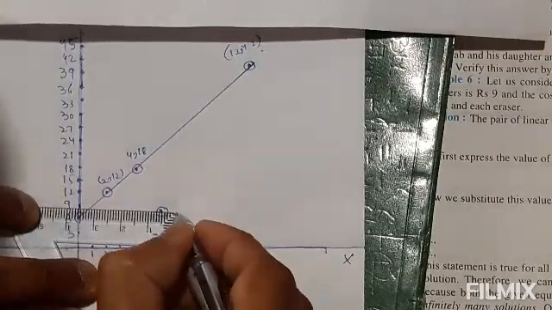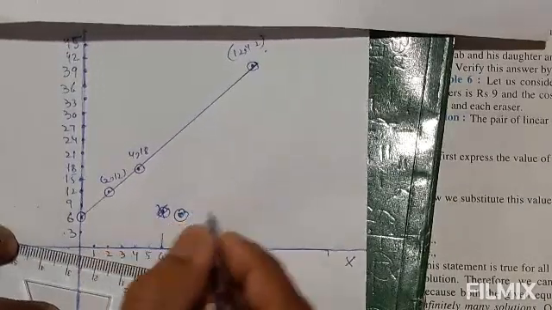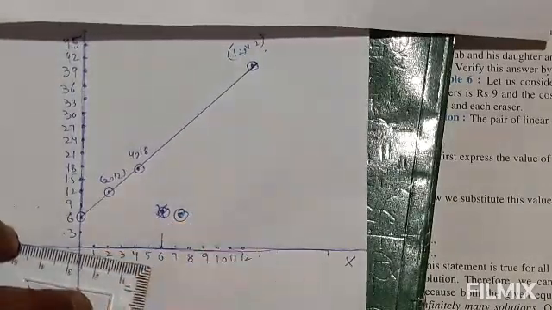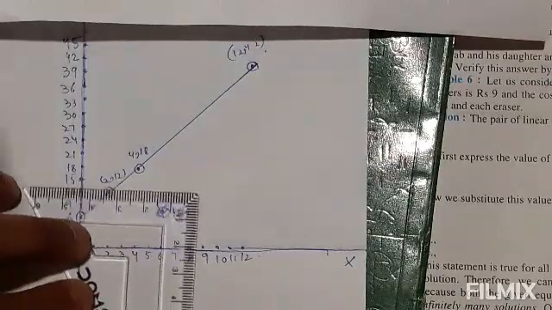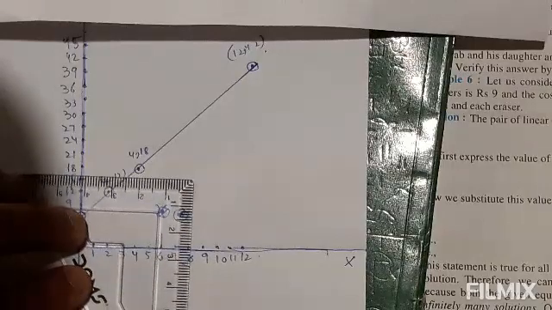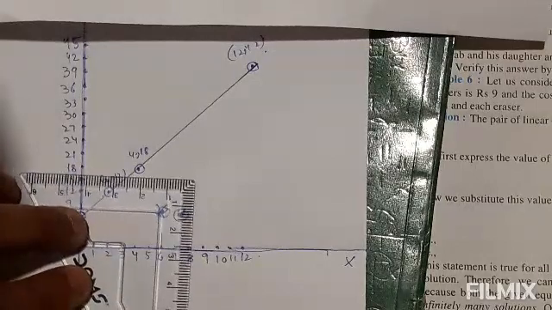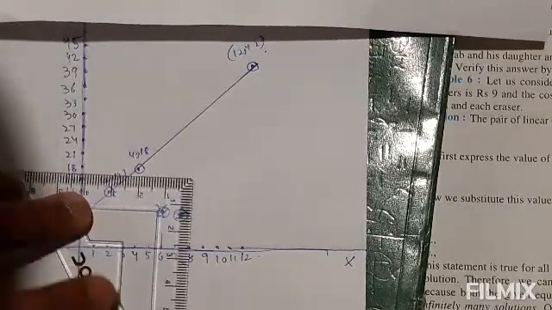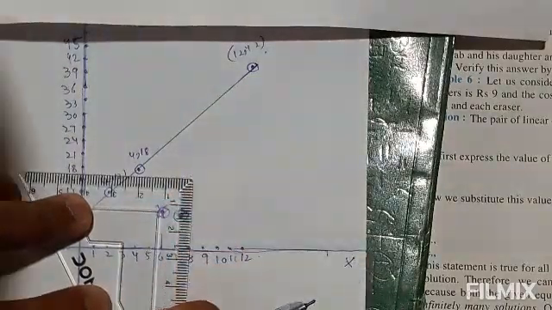It may be here. This one is not here. 7, 7. Next point is 8, 14. 8 here, x side, and 14 on the other. This may be here. 14. 8, 14.